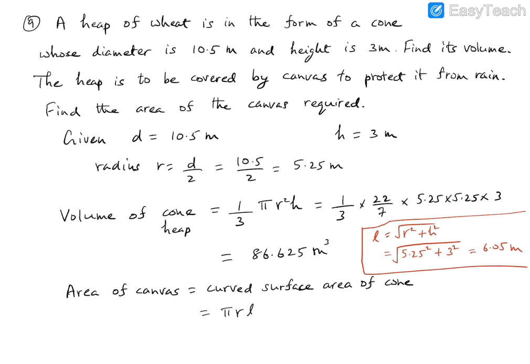So once we have obtained the value of slant height, we can substitute that in our formula for the curved surface area. So we'll have now pi is 22/7, so that's 22/7 into radius 5.25 into the slant height, which is 6.05. So we can simplify this and we will get the value for the area of the canvas, which is the same as the curved surface area of the conical heap.